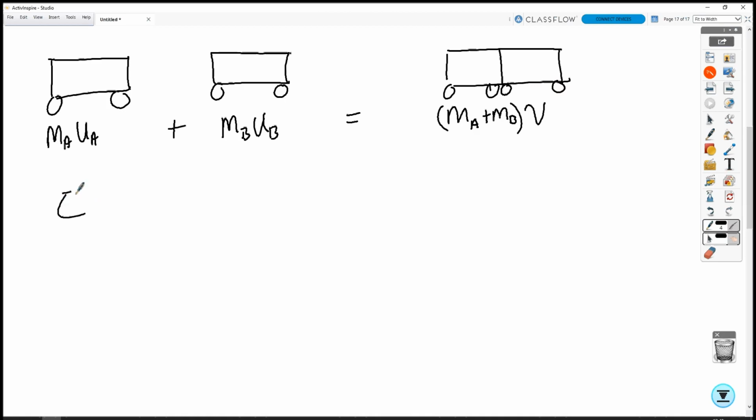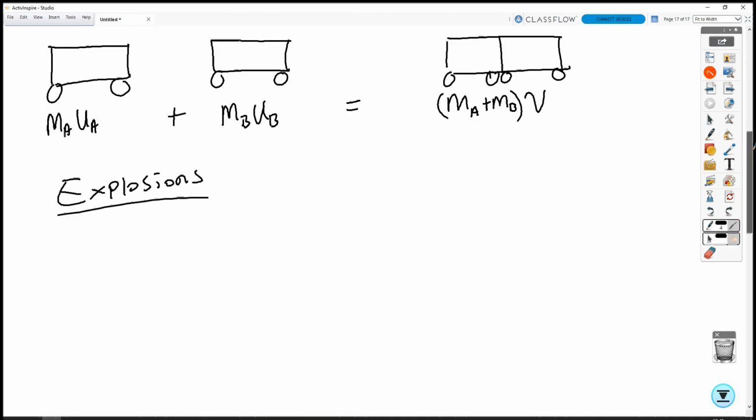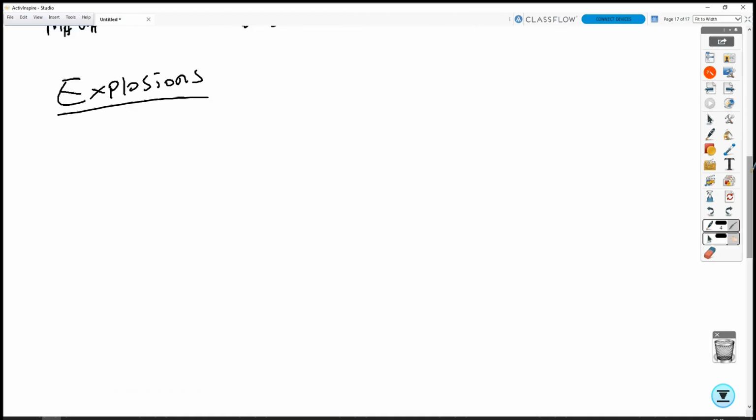We can also have explosions. The key for explosions is, before the event, the total momentum was 0. Which means that after the event, the total momentum has to add up to equal to 0.